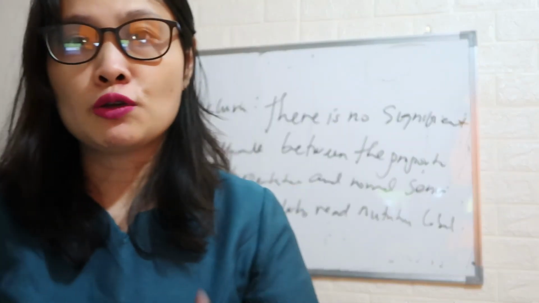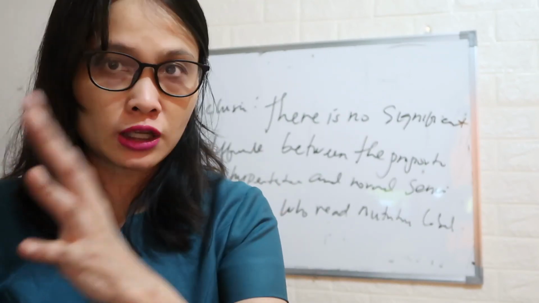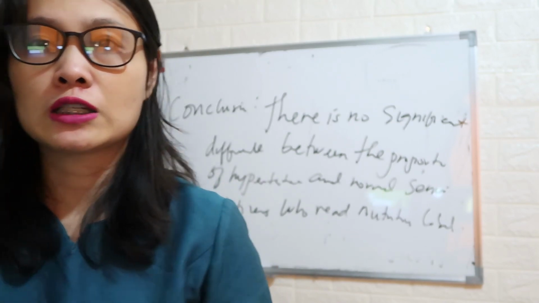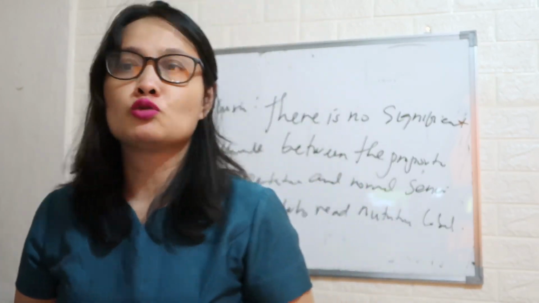Again, if you fail to reject HO, meaning you need to accept your HO. If you reject HO, meaning you need to accept your HA. So that's it. That's how we compute for the difference of two proportions.